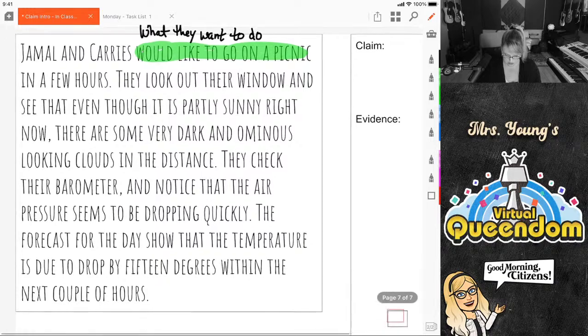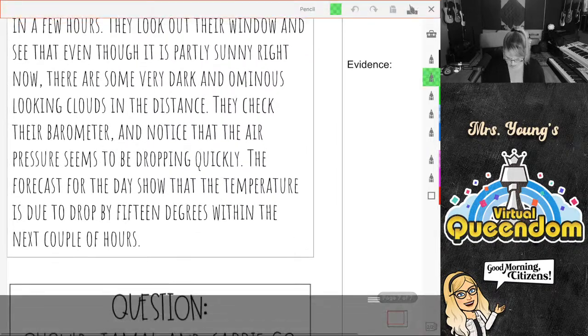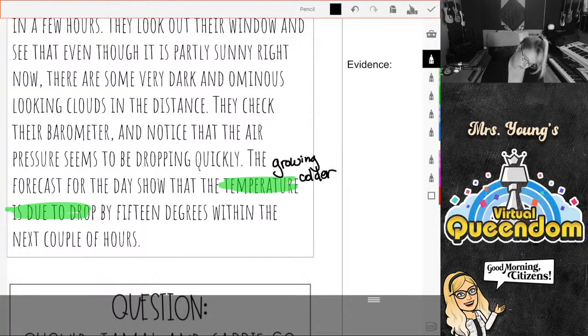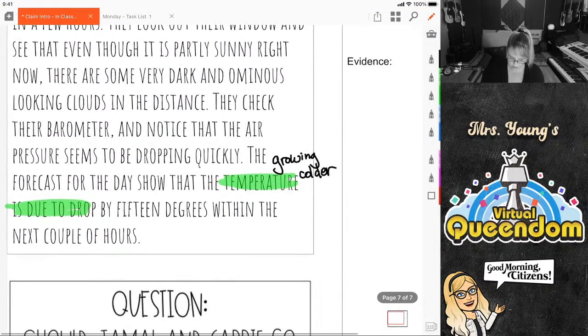The temperature's dropped. If the temperature is dropping, what does that mean? Yes, Ray, that's good inferring. It's most likely about to rain or snow depending on where they live. So it's getting colder. Good, good, good. So Aya, I observed that the pressure is dropping.